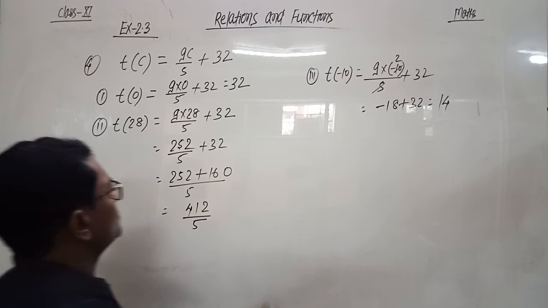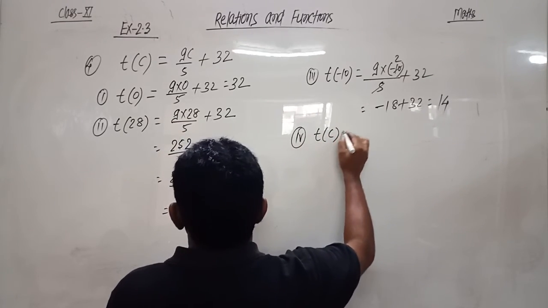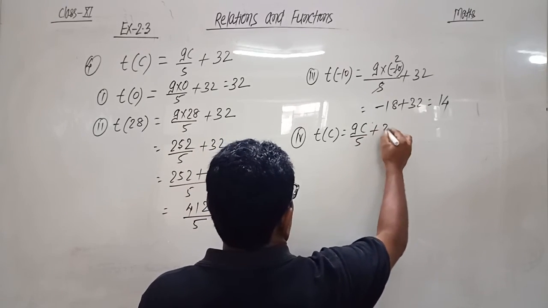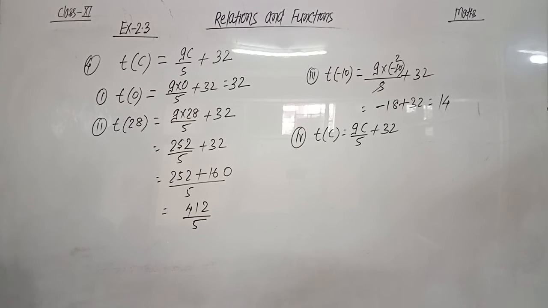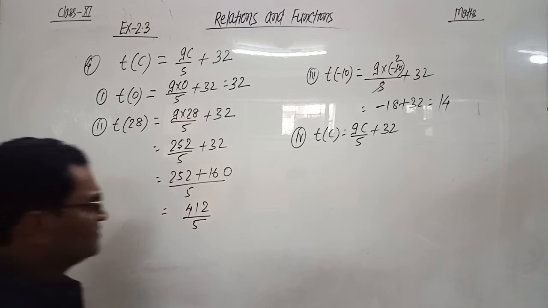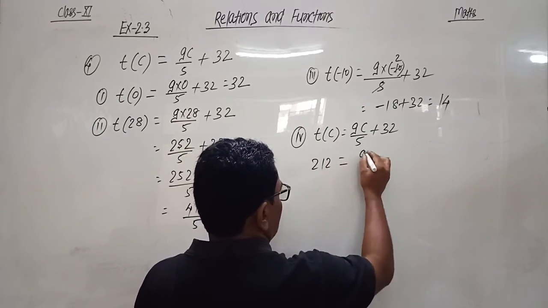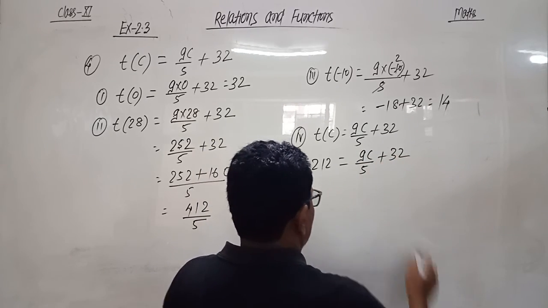The fourth part, T(C) = 9C upon 5 plus 32. And we have been given the value of T(C). T(C) is 212. This value is given. And we have to calculate the value of C. This is equal to 9C upon 5 plus 32.